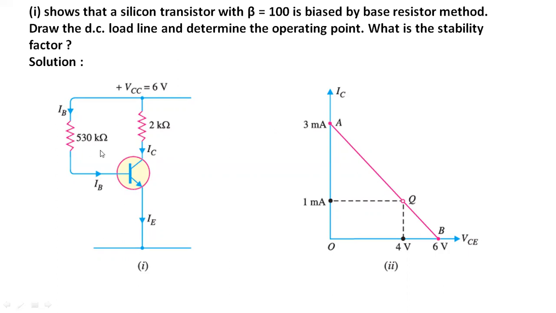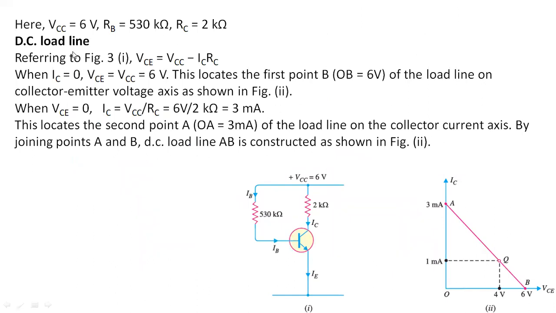So for this circuit, we have to draw the DC load line and calculate the quiescent point. We will calculate the quiescent point first. The quiescent point is nothing but the value of IC and the value of VCE. What has been provided is VCC equals 6 volt, RB equals 530 kilo ohm, and RC is 2 kilo ohm.